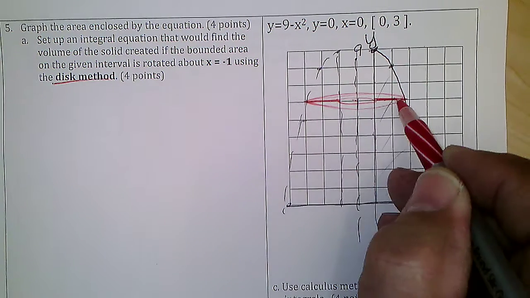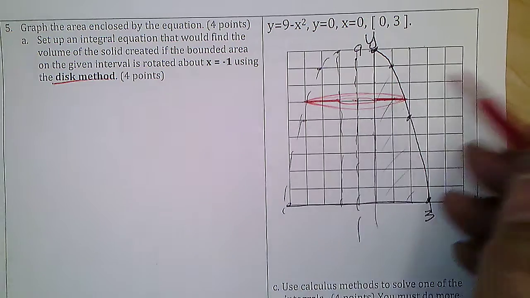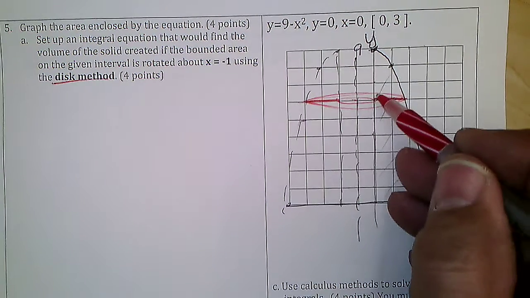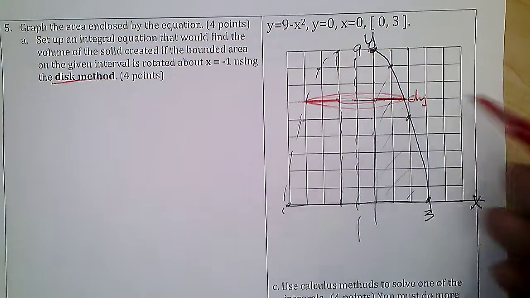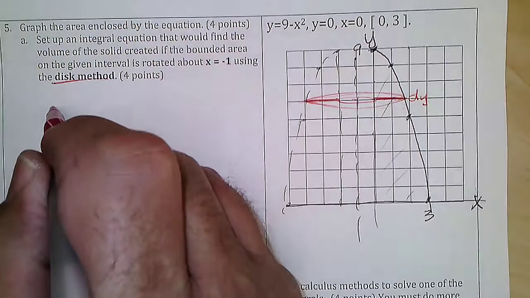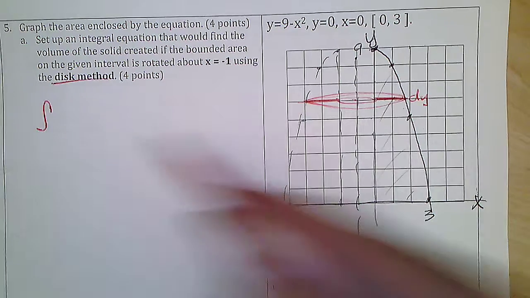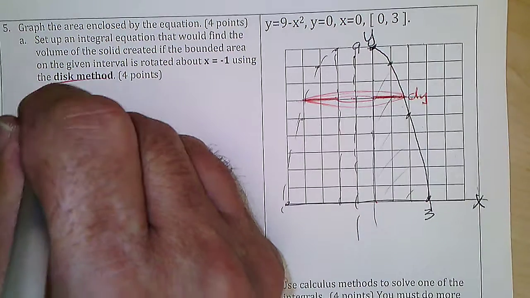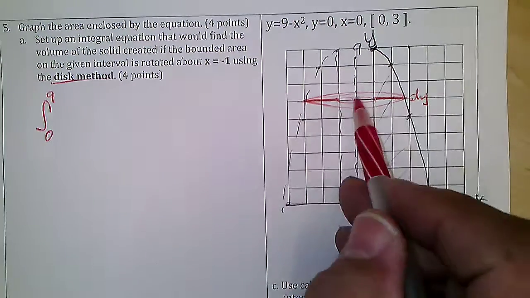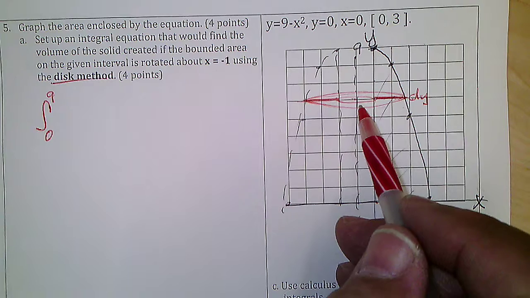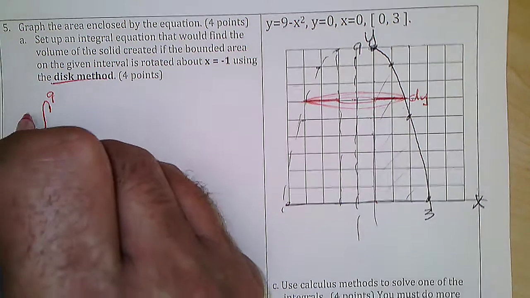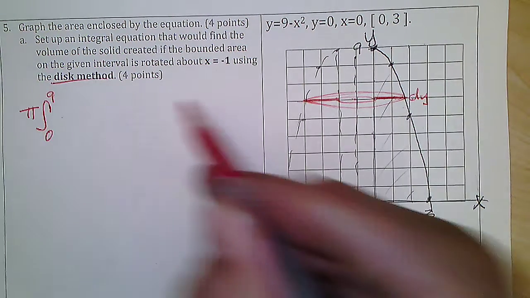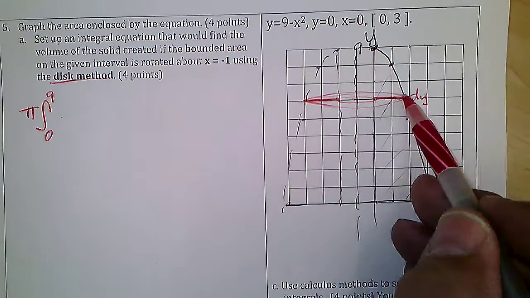And it should look like a washer. A large circle minus the inside circle. The thickness of this slice is up and down, so it's a dy. So our integral should be, for the y, going to go from 0 to 9. And when we've got a circle minus a circle, we're going to do subtraction. Pi r squared minus pi r squared. Pi large radius, that's all the way over.